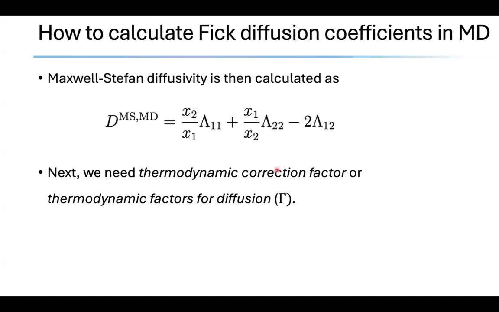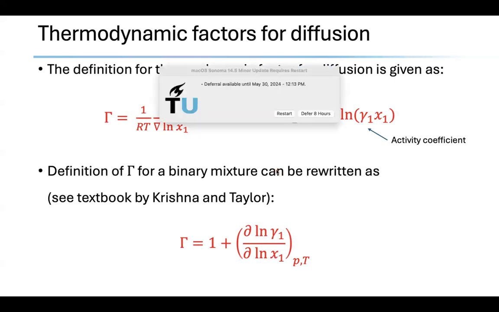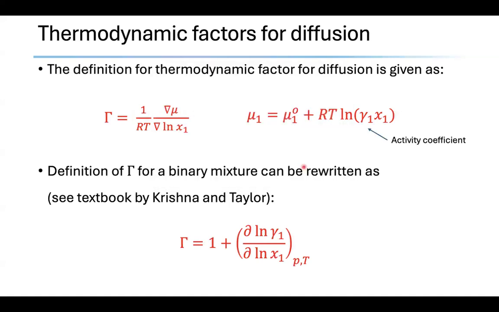Next, we need the thermodynamic correction factor, or the thermodynamic factors for diffusion. Let us revisit the expression for the thermodynamic factor that I showed a few slides back. The thermodynamic factor is given by the expression 1 over RT, the gradient in the chemical potential over the gradient in the logarithm of mole fraction 1.